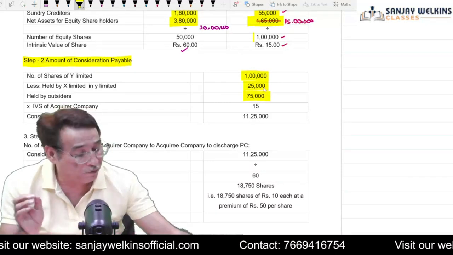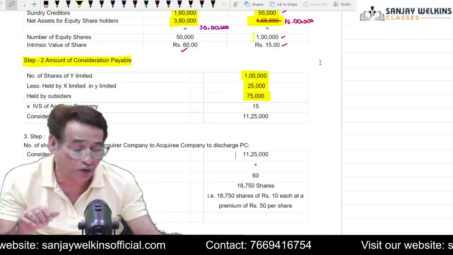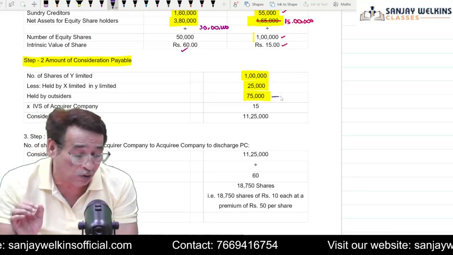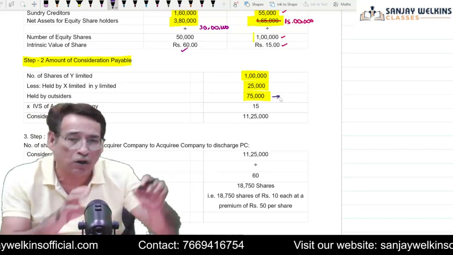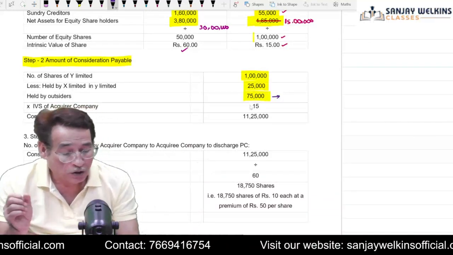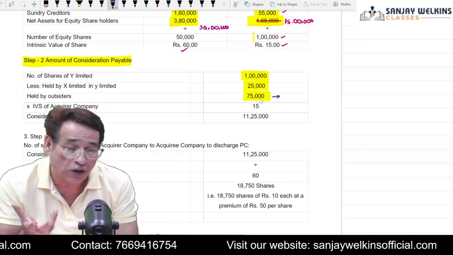Is it clear? So first of all, out of the total number of shares of acquiree company, you subtract the number of shares held by the acquirer entity. This will tell you how many shareholders there are to whom you are actually supposed to make the payment. Because out of 1 lakh, you are already having 25,000 shareholders. You need not pay them off. So to 75,000 shareholders, you are supposed to pay. How much amount you need to pay them?